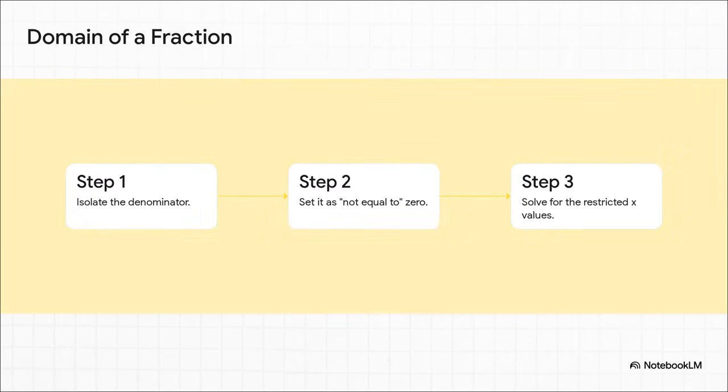So how do we actually find those forbidden values? It's the same simple three-step recipe every time. You grab just the denominator, you set up an equation that says this cannot equal zero, and then you just solve for x. Let's see it in action.